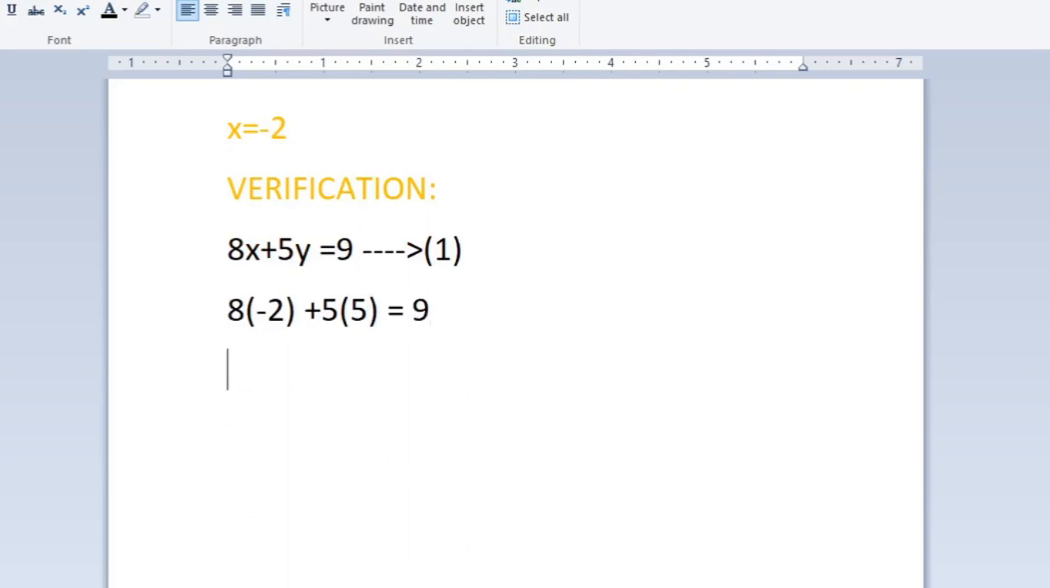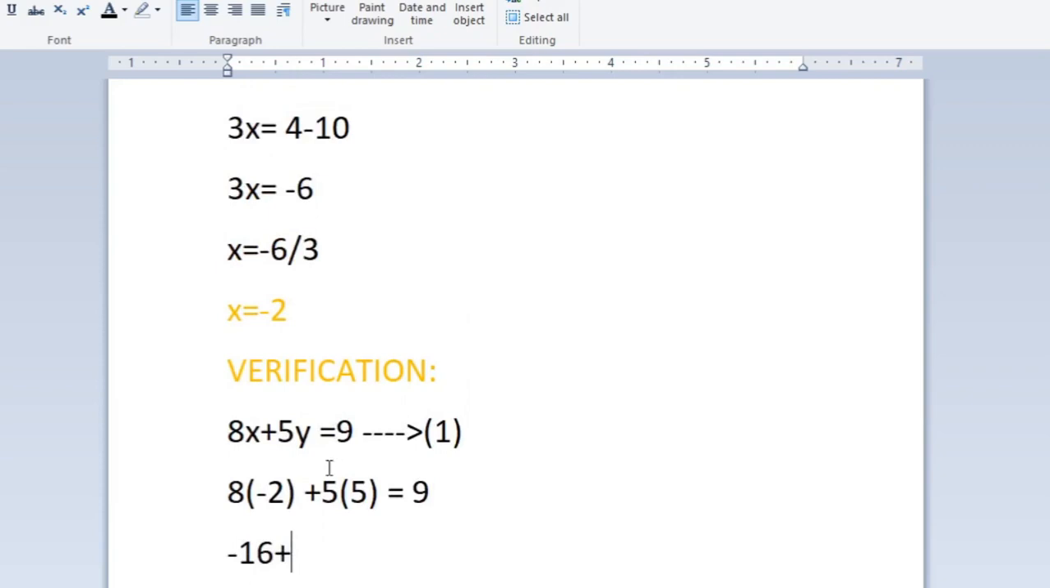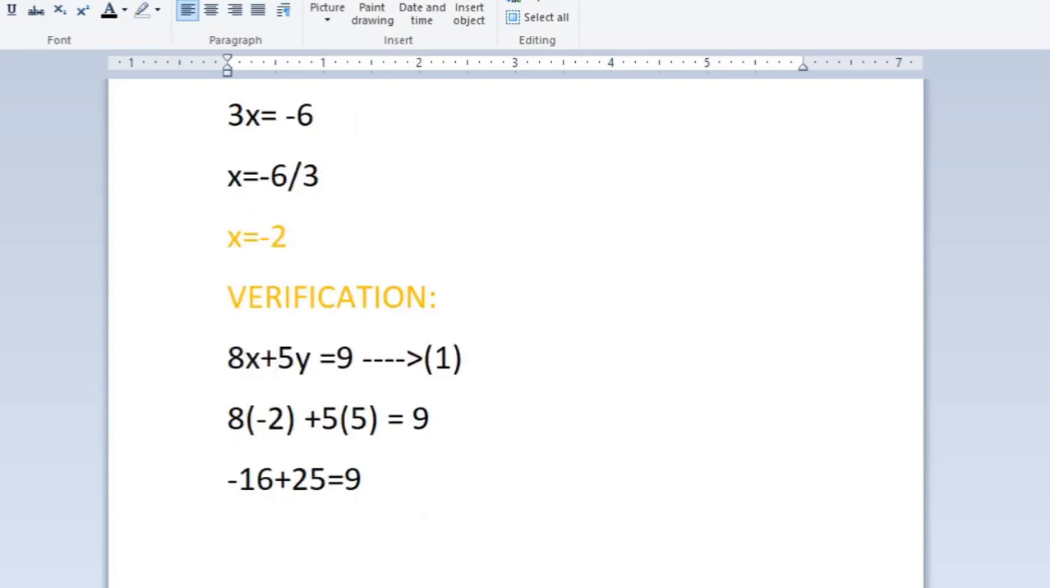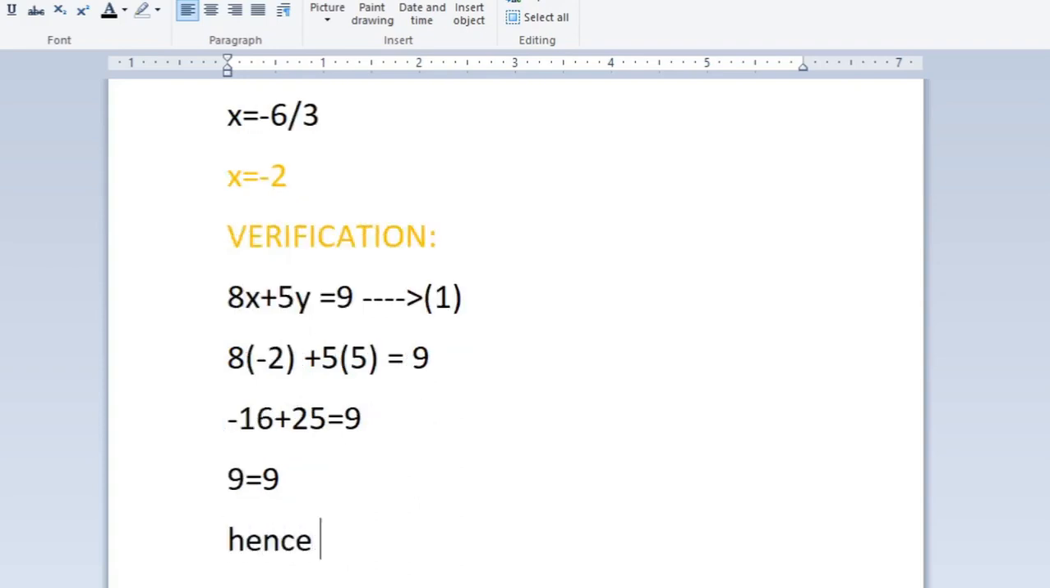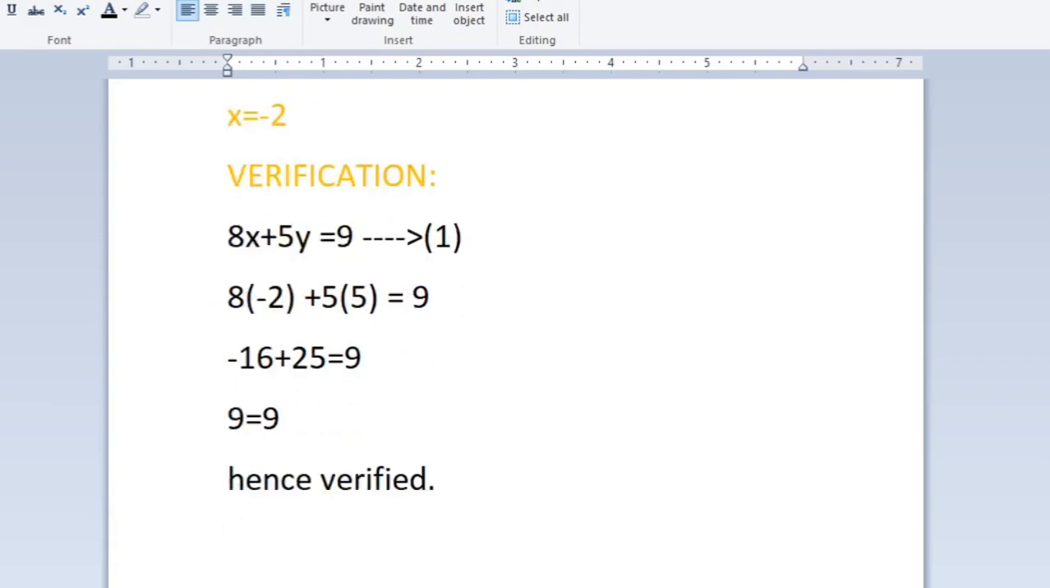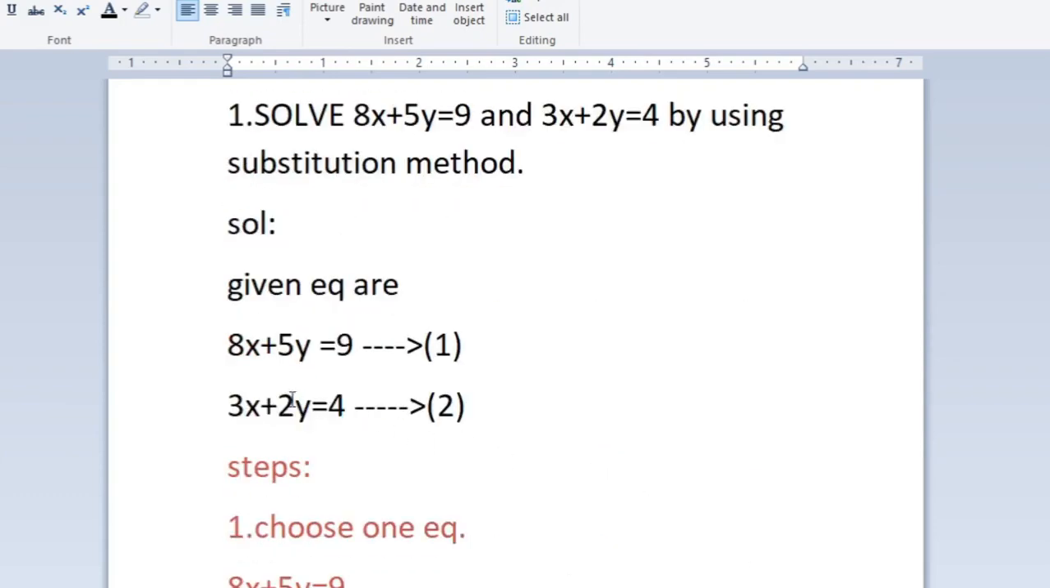Then come to LHS. If you go through the calculation, it becomes minus 16 plus 5 fives are 25 is equal to 9. Then LHS also becomes 9. 9 is equal to 9. It is verified. So these values satisfy the first equation. Now you take the second equation.